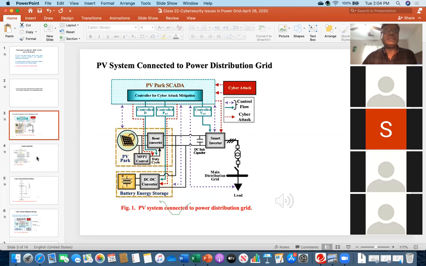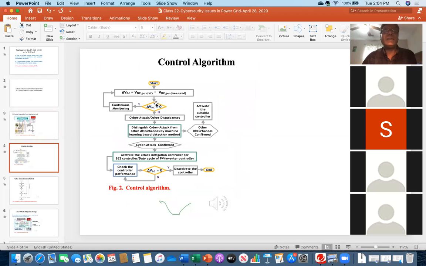So now, because here I am comparing the DC voltage, how do you understand whether this DC voltage change is due to a cyber attack or due to other disturbances? That's the first question. That's why you see I have written: first distinguish cyber attack from other disturbances by some machine learning based detection method. There are some intelligent artificial intelligence based techniques, called machine learning based detection techniques. They can distinguish whether it is a cyber attack or another type of disturbance.